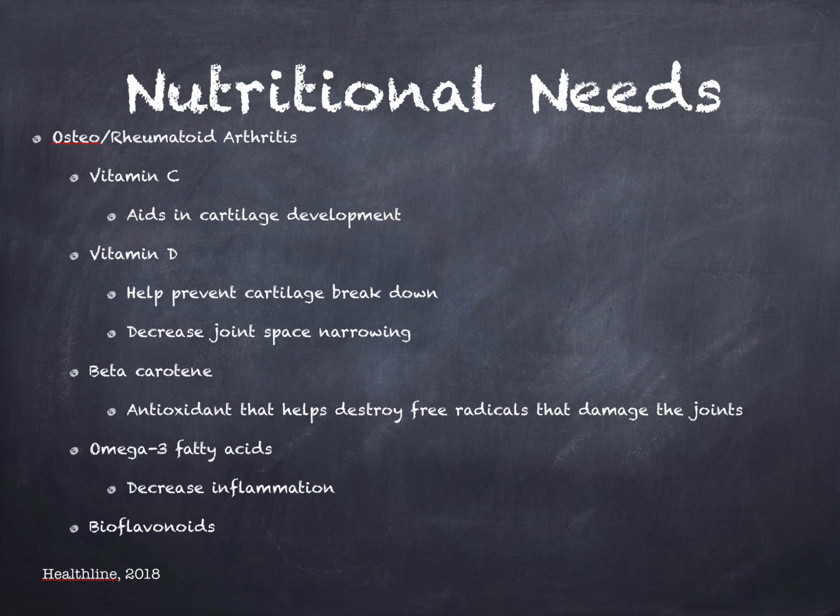So what are the nutritional needs? In both osteoarthritis and rheumatoid arthritis, the needs are pretty similar in that you need a lot of antioxidants, and you can get those through vitamin C, and that aids in cartilage development. You can get vitamin C in citrusy type fruits, like pineapple or oranges. You could also get it in vegetables such as broccoli, kale, cauliflower.